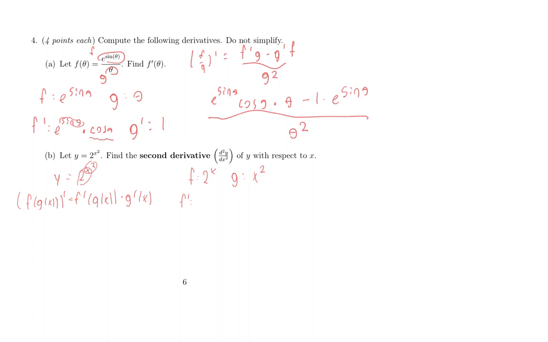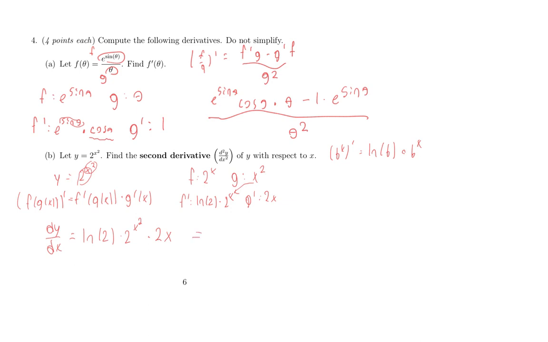So f prime, well, when you have a derivative of any b to the x, it's natural log of b, where b is like a number, it's your base, times b to the x again. So this is going to be just natural log of 2 times 2 to the x. And g prime, it's just going to be 2x. So dy dx, our derivative, is going to be f prime of g of x, so where I have that x, I'll put my g of x back in, times g prime of x, which is going to be times 2x.